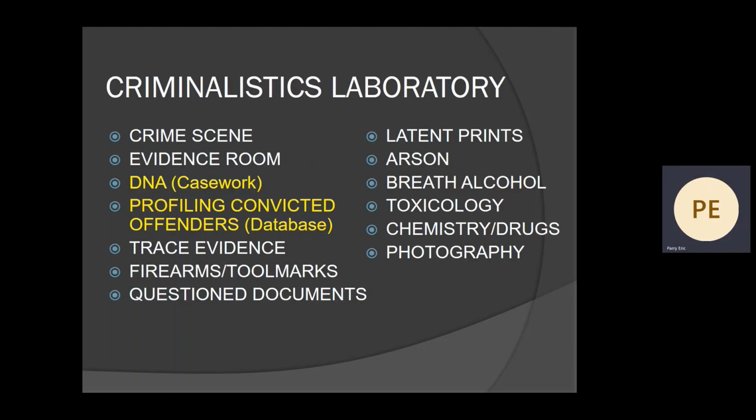So as an overview, the crime lab has a lot of sections. We are mainly going to focus on the 2 DNA sections, but mainly the database section, which we also call Profiling Convicted Offenders, or PCO.